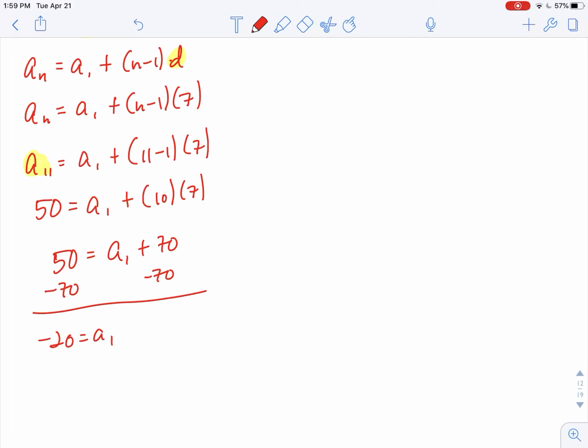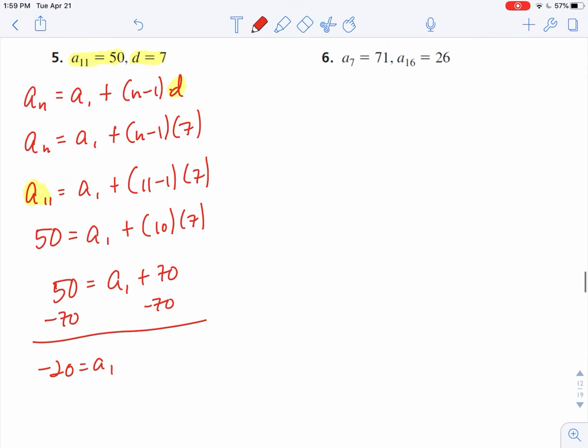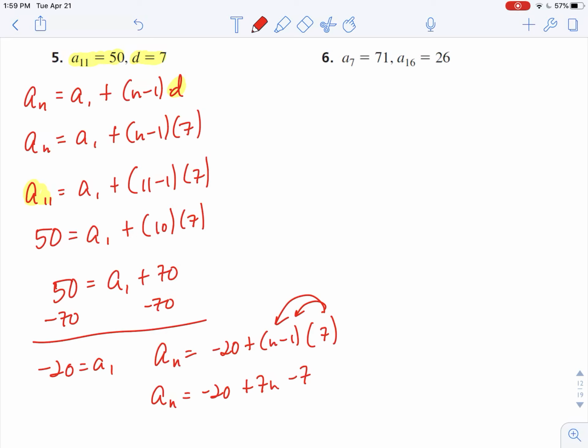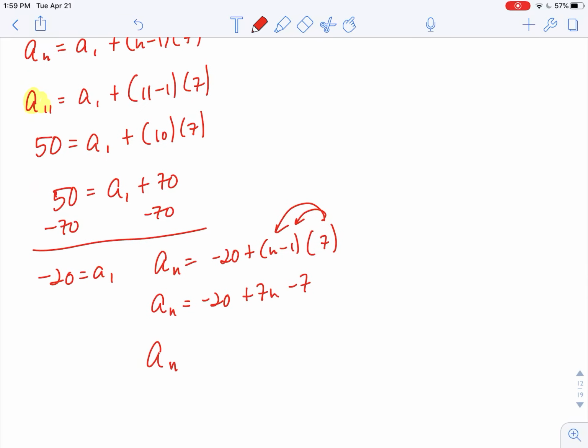We do all that math, and sometimes we forget what it is they asked us to do. They asked us to write a formula. That formula is going to start off looking like a sub n is equal to negative 20 plus n minus 1 times 7. And we are going to clean this up. So a sub n is equal to negative 20 plus 7n minus 7. So our final formula is a sub n is equal to 7n minus 27. That is our formula.